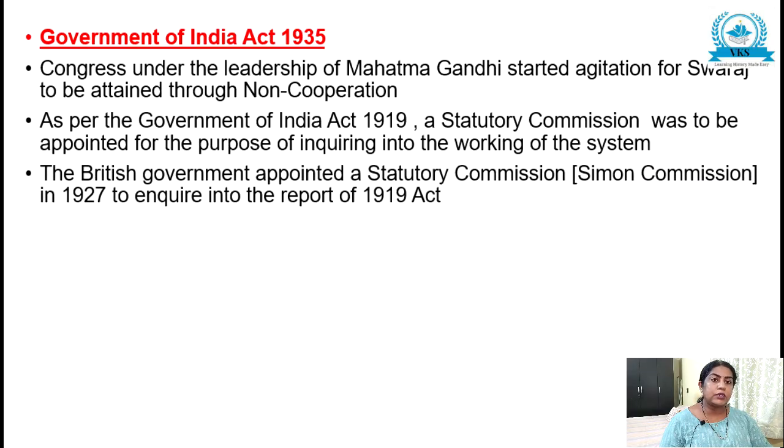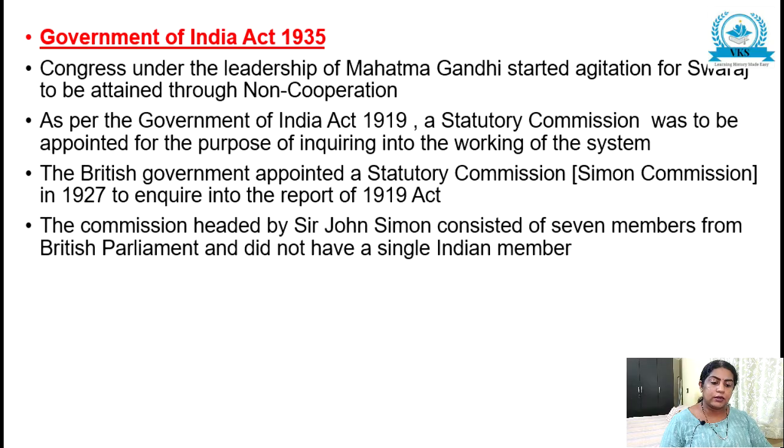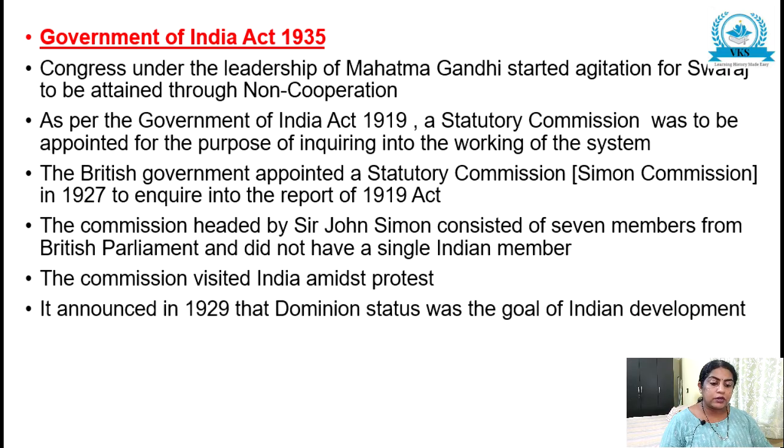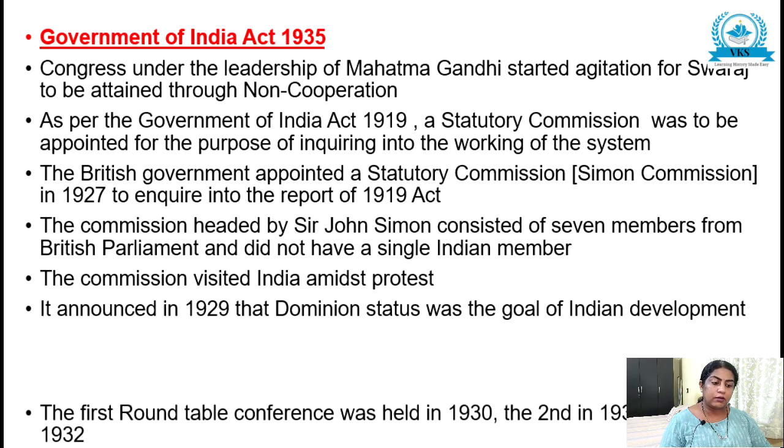The British government appointed a statutory commission, the Simon Commission, in 1927 to inquire into the report of the 1919 Act. The commission, headed by Sir John Simon, consisted of 7 members from the British Parliament and did not have a single Indian member. The commission visited India amidst protest. It announced in 1929 that dominion status was the goal of Indian development.